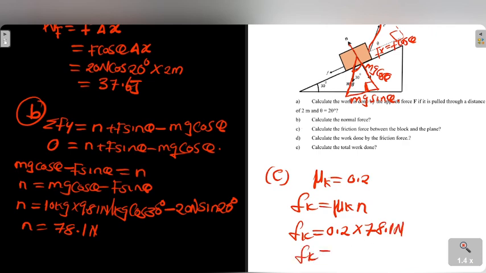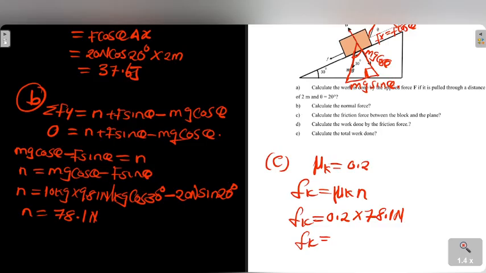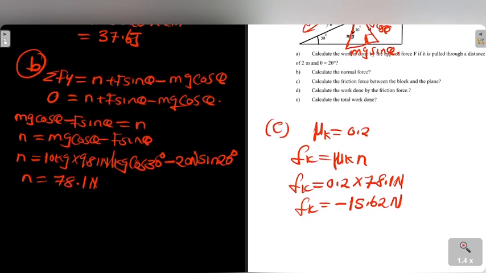So the friction force is 0.2 times 78.1. So we are getting, the friction force is not always negative, but because the friction force will be acting in the opposite direction, which has been indicated, that will be the negative x. So that's why we put a negative. So it's negative 15.62 newtons. So that one becomes the friction force.